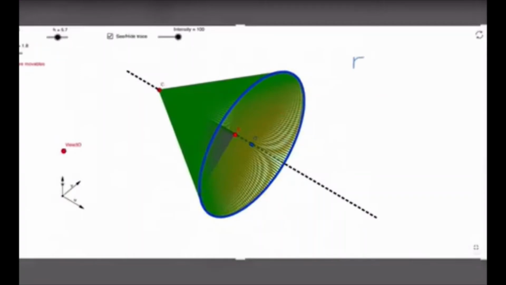As the question says, our radius is 4 and our height is 6. I'm going to show you here where the radius and the height are. The radius of the cone goes from here to the end point of the circle on the bottom of the cone, and the height goes from the middle to the very top of the cone.